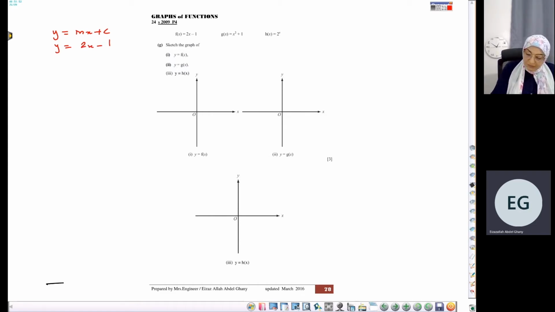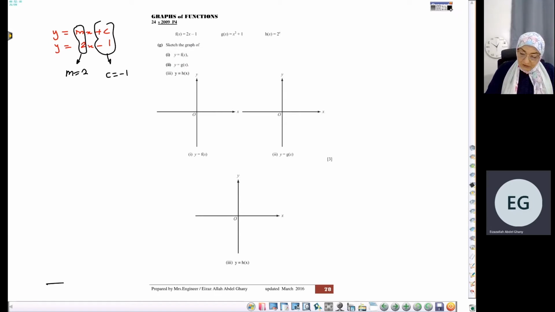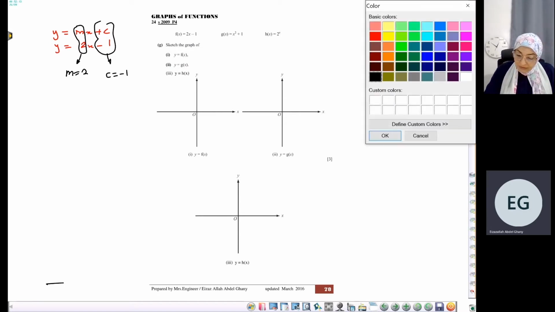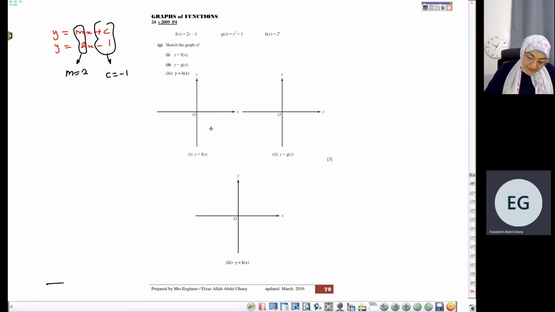1. It means that the gradient is 2 and cuts y-intercept. The y-intercept means cuts y-axis at -1. So you have to sketch a line which is having positive gradient and cuts y-axis at -1. This is perfect, and to be accurate, I'll write here -1.